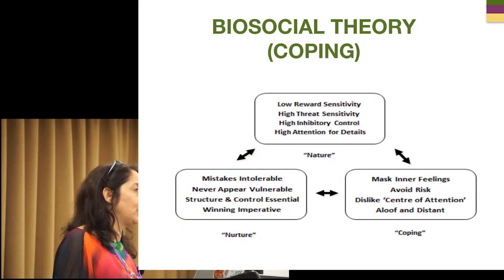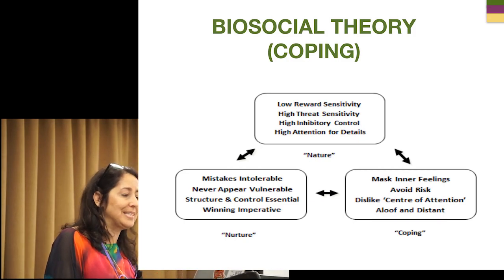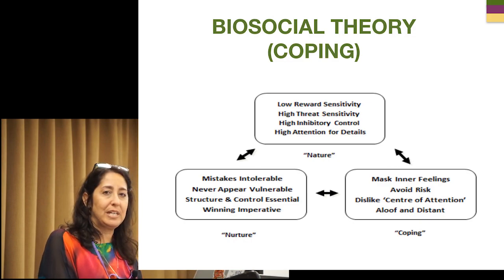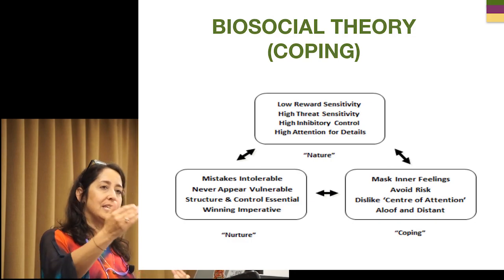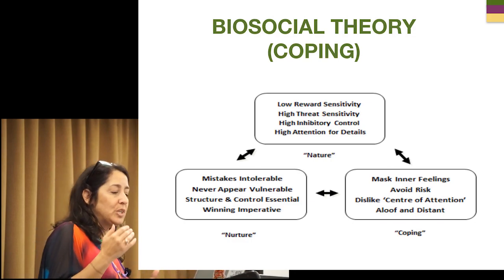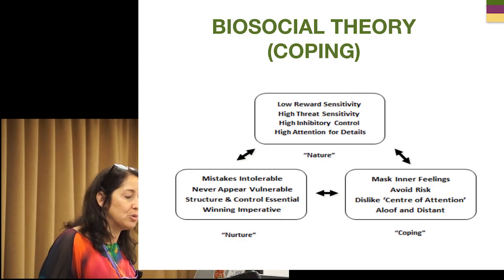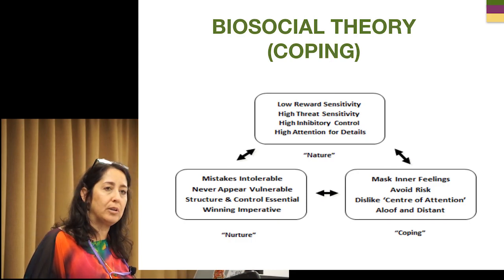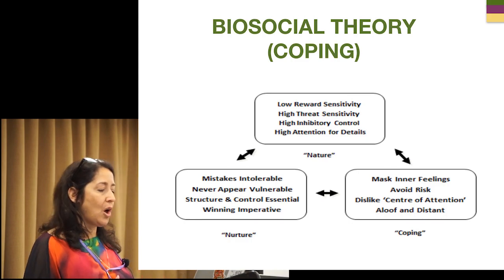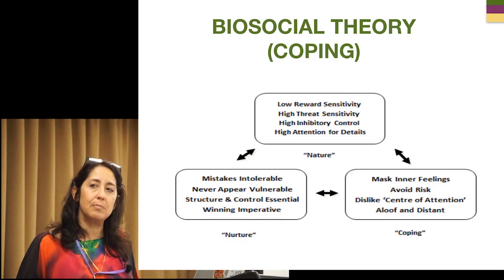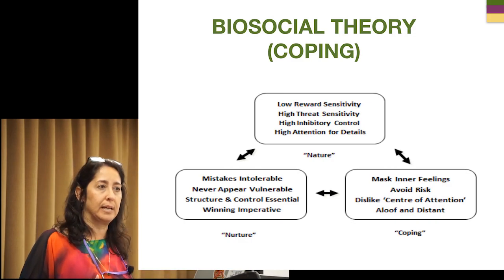Biosocial theory, so with coping. So we have the biotemperament: low reward sensitivity, high threat sensitivity, high inhibitory control, and high attention to detail. This combined with the nurturing, which is mistakes are intolerable, never appear vulnerable, structure and control are essential, and winning is imperative. This leads to masked inner feelings, avoiding risk, disliking being the center of attention, and being aloof and distant in their style of relating.